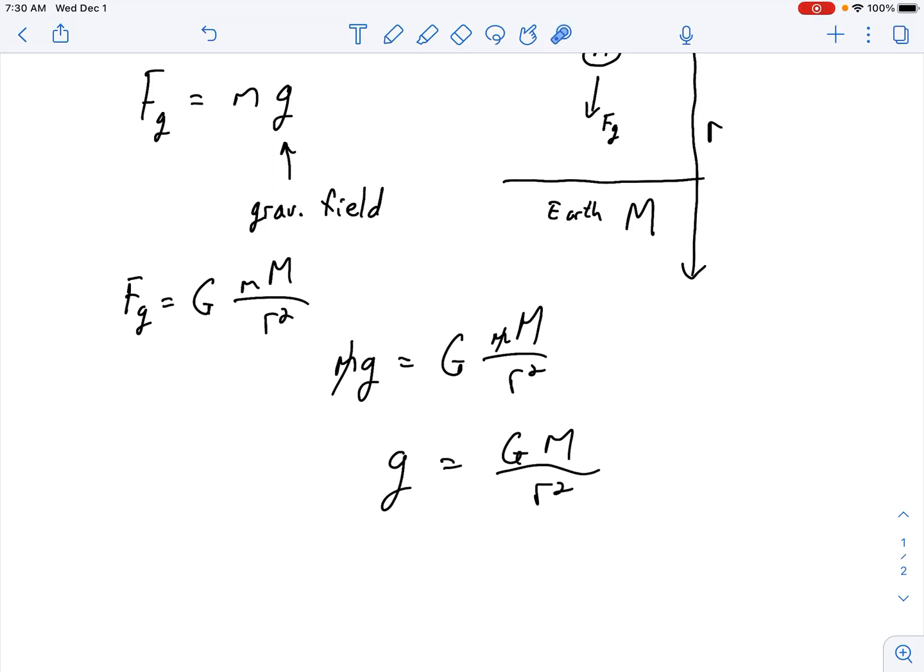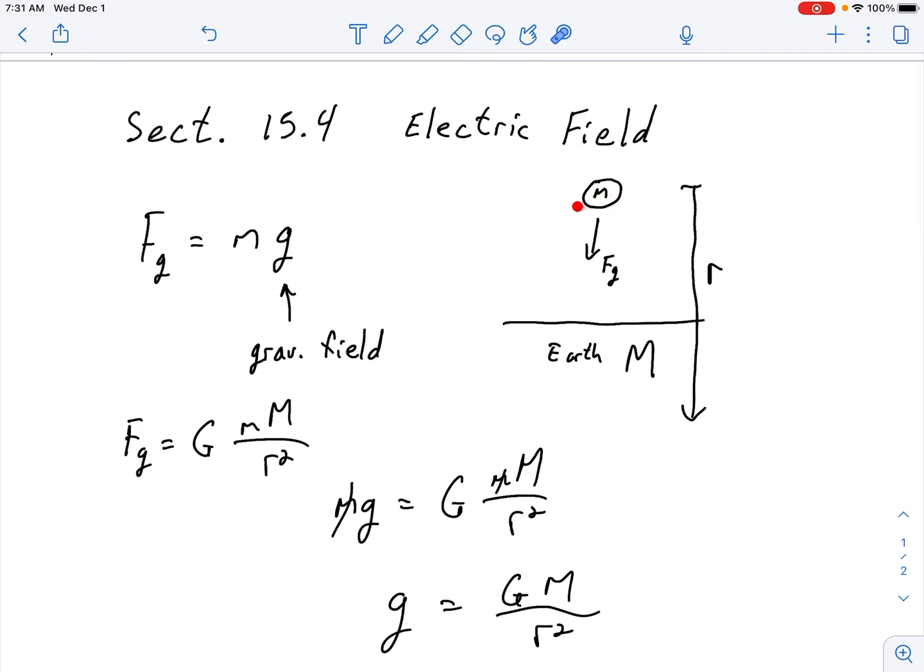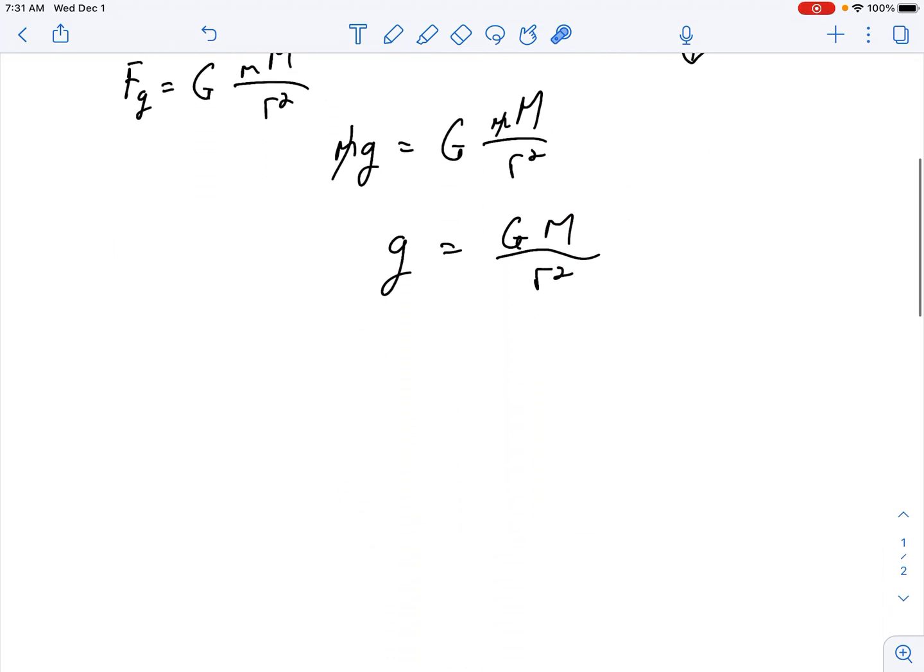What this says is the strength of the gravitational field is dependent on the mass of the Earth and your distance from the mass of the Earth. In other words, the gravitational field of the Earth depends only on the Earth and where the Earth is relative to your mass. Your mass has no impact on the strength of the gravitational field. Your mass has a large impact on the force that you feel, but not on the field that you're in. Well, the electric field works the exact same way, except instead of talking about masses, we're talking about charges.